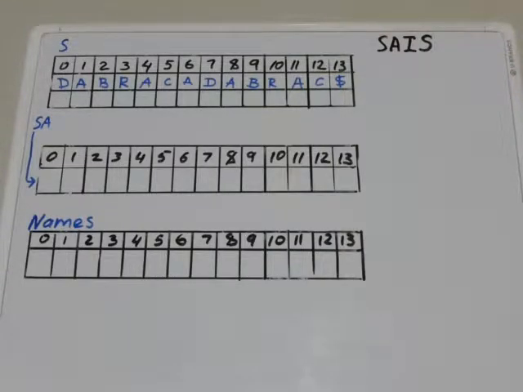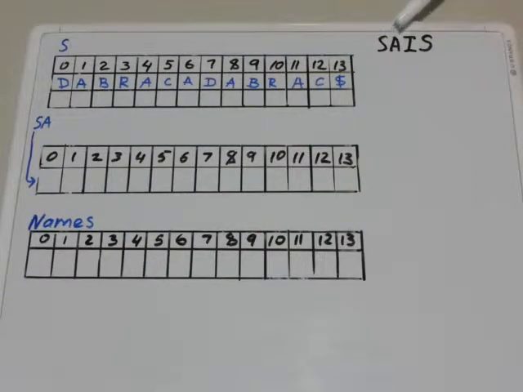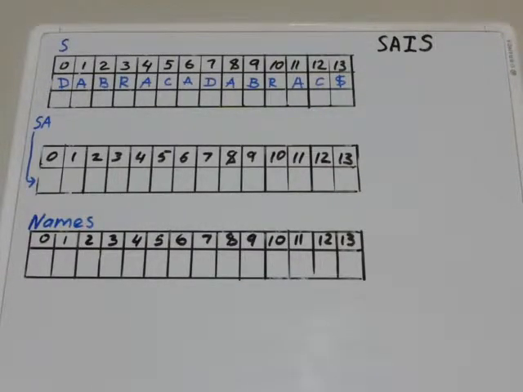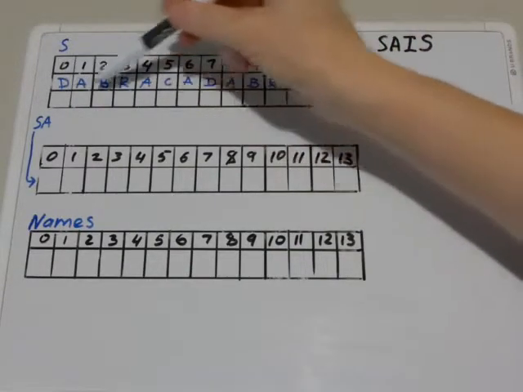In this video, we'll discuss the SA-IS algorithm. The SA-IS algorithm calculates the suffix array by induced sorting. Here we'll discuss only half of this algorithm. We need to find the category of each suffix of the given string.